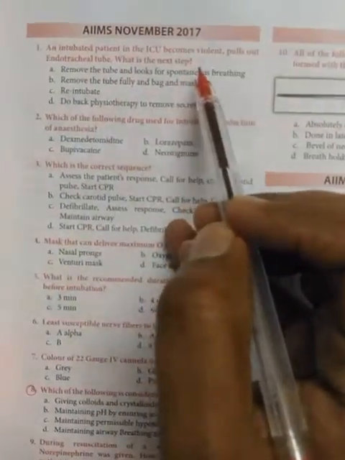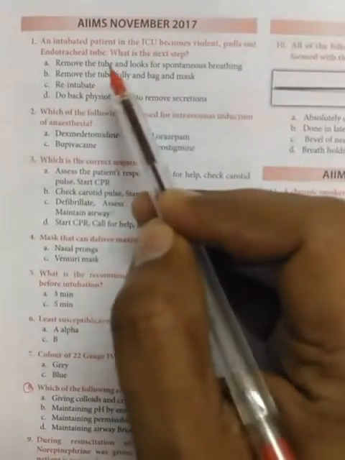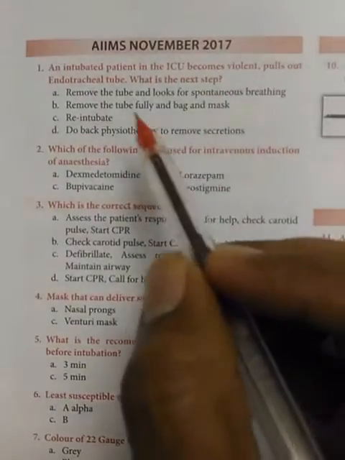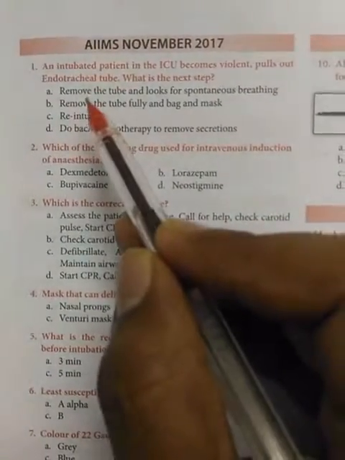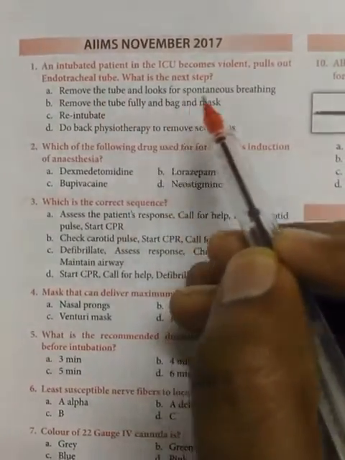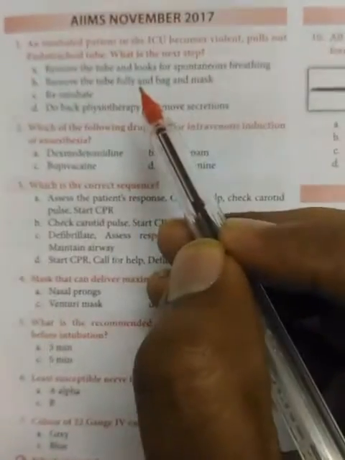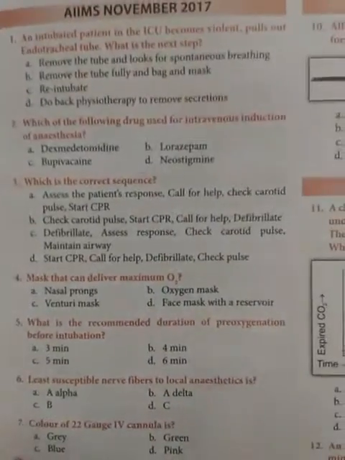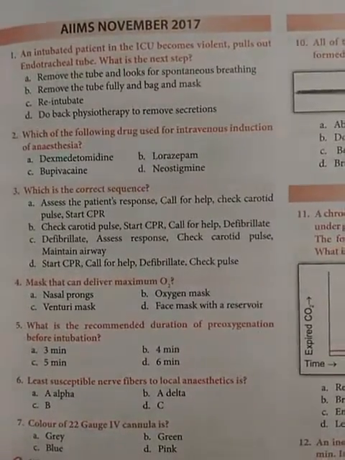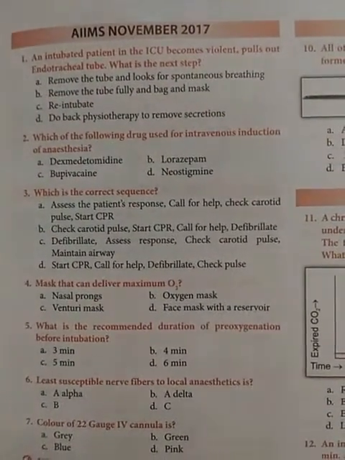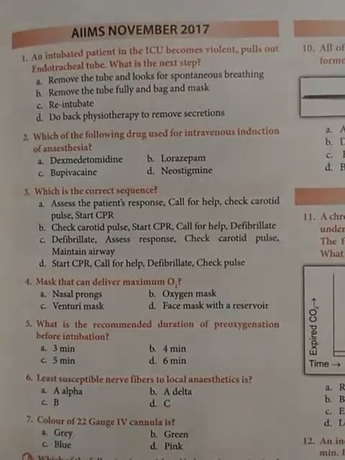Quick revision. First question: the intubated patient in the ICU becomes violent and pulls out the endotracheal tube. Which is the next step? For that, you have to read the options. Remove the tube and look for spontaneous breathing. Yes, you should do this one. Remove the tube fully and bag and mask. No, you shouldn't. Neither re-intubate nor do back physiotherapy. So the option is A.